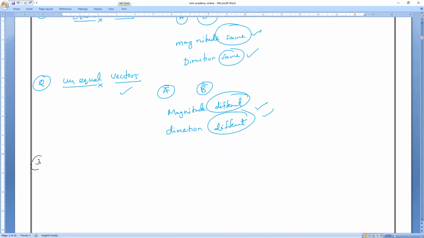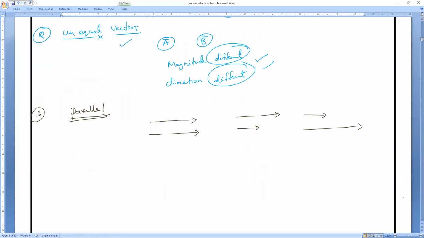This was clear? Next, parallel vectors. The third type of vector is the parallel vector. If any vectors have the same direction, and the magnitude may be equal or may not be equal, then we call them parallel vectors. Clear everybody? Now can you tell me what is the angle between two vectors if they are parallel? Anybody? Theta is equal to what?